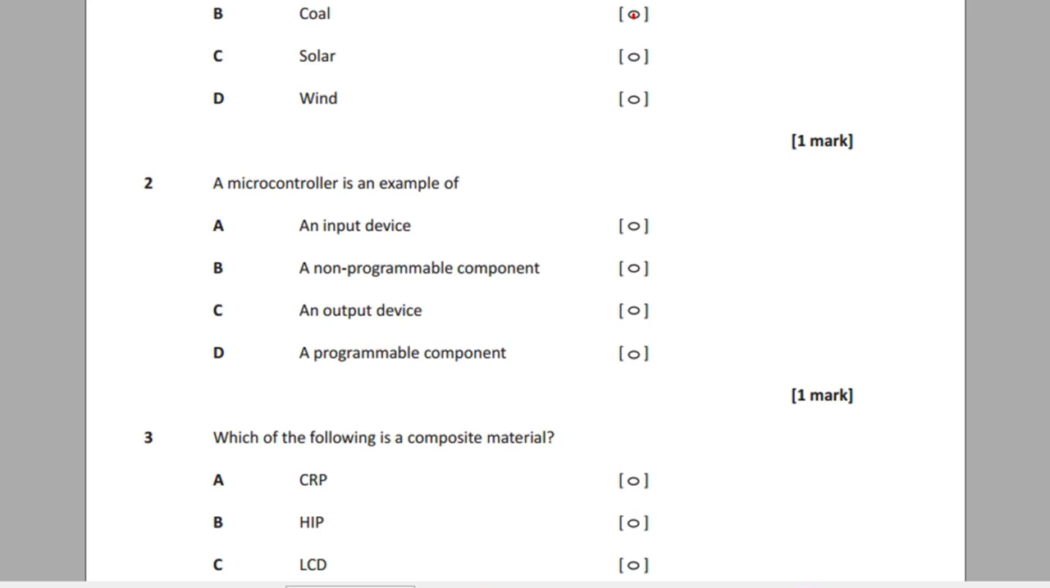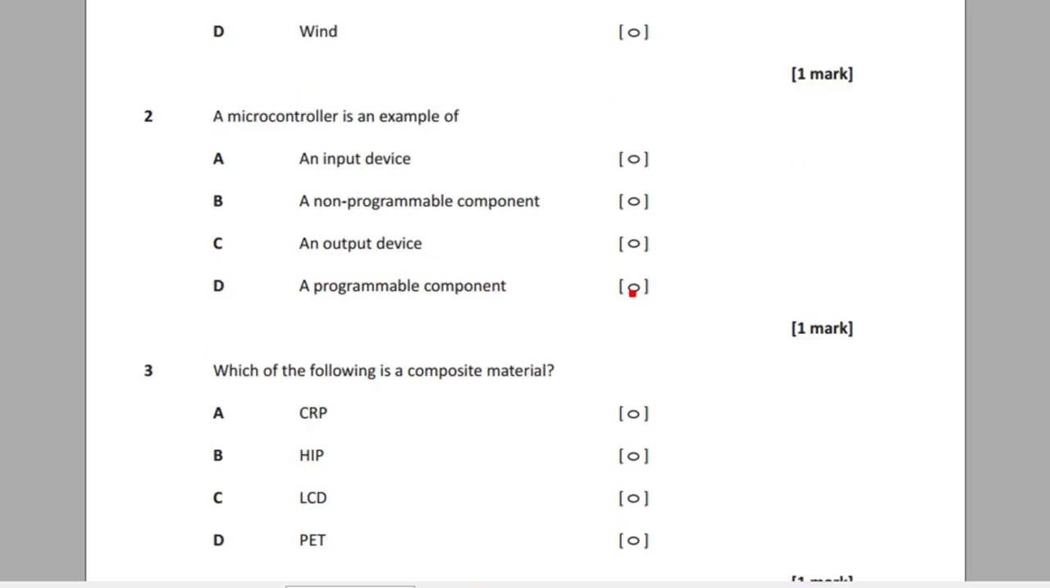Okay, and non-programmable components are components which make up a system but don't need to be given commands. So if we look at all these, we know input devices are things like keyboards, they don't need to be programmed. Non-programmable components are any other parts which do not need to be programmed. Output devices are speakers, printers, lights, flashing lights and so on. So it can't be that. So obviously it must be a programmable component is the answer. So we click on that.